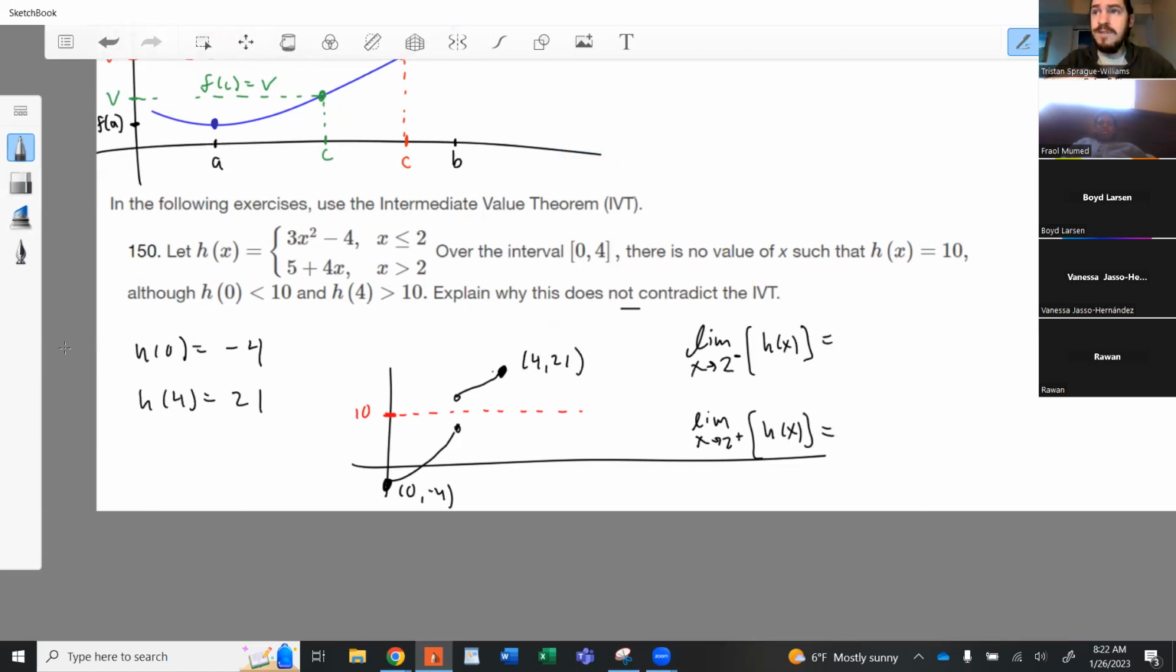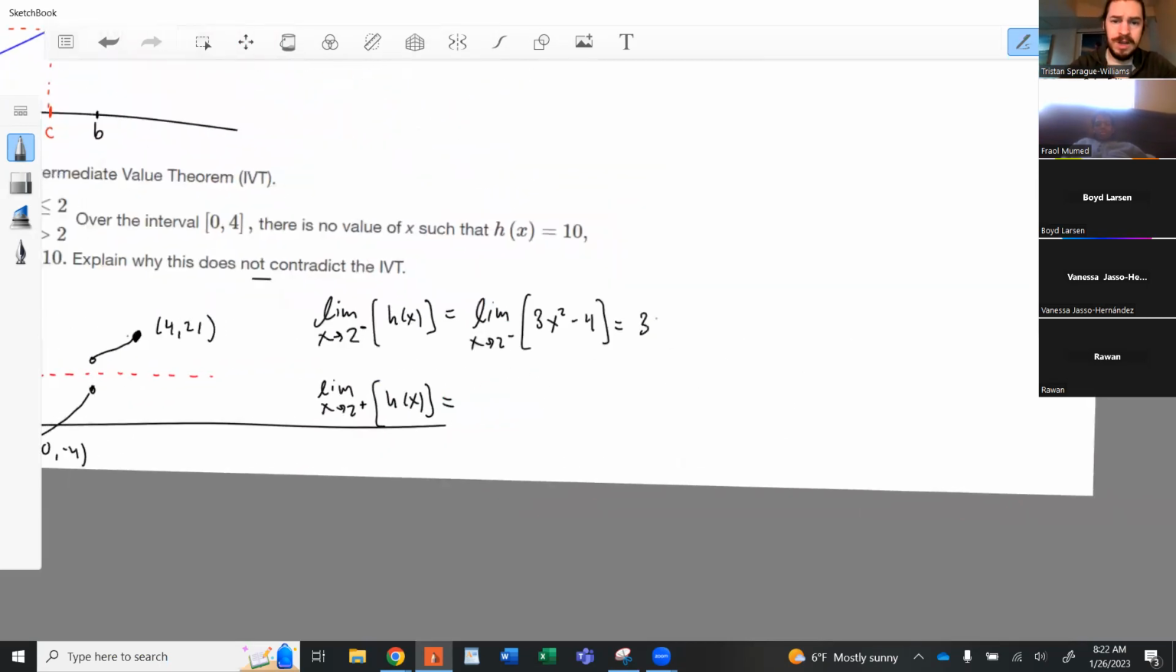On the left side of 2, for numbers less than 2, we use this definition, 3x squared minus 4. So the limit of h of x as x approaches 2 from the left is going to be equal to the limit of 3x squared minus 4, which is 3 times 2 squared minus 4. I can just plug the 2 in because, of course, that function is continuous, right? So I'm using direct substitution. I have 12 minus 4. I have 8.